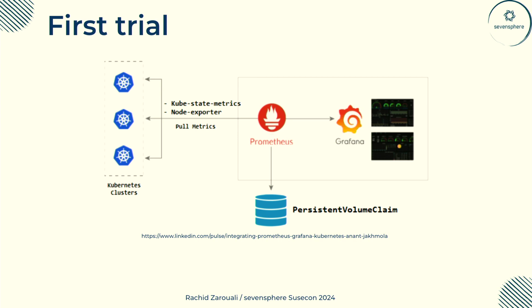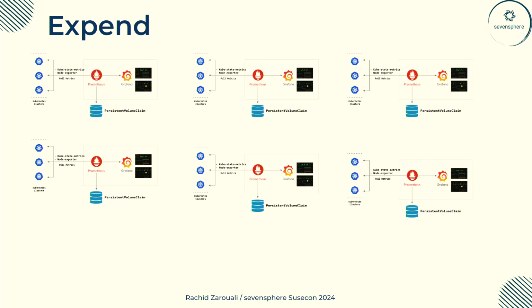This is where we all start. Basically, we just have our cluster and we drop in the most famous components: Prometheus, Grafana, and some storage. And as your project grows, you want to add more and more platforms, so you end up with something that is usually close to this.